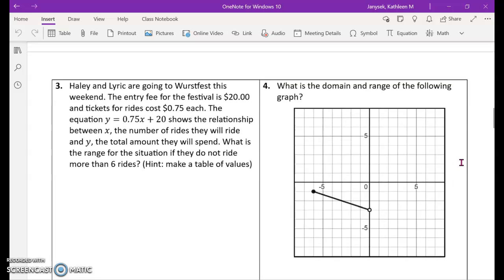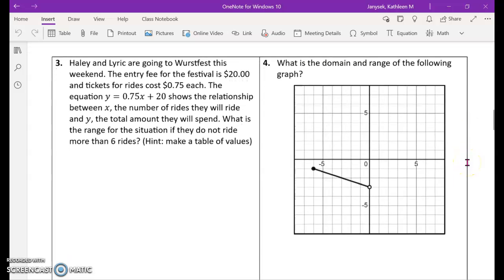Numbers 3 and 4 are the last two questions on the review on domain and range. So looking at number 3, it is a real-world problem, but they do give you a function. Haley and Lyric are going to Wurstfest this weekend. The entry fee for the festival is $20, and tickets for rides cost 75 cents each. So you can see the equation here. They pay that $20 only one time to get in, but 75 cents for each ride. X is the number of rides, and Y would be the total cost.